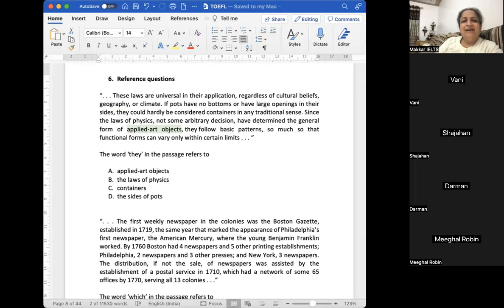Okay. I thought sides of pots. If pots have no bottoms or have large openings in their sides, they could hardly be considered containers in a traditional sense. So they are sides. Sides are not containers at all. 'They' is not sides of pots. They could hardly be considered containers as the applied art objects. And here it is becoming even more clear. It is for this.